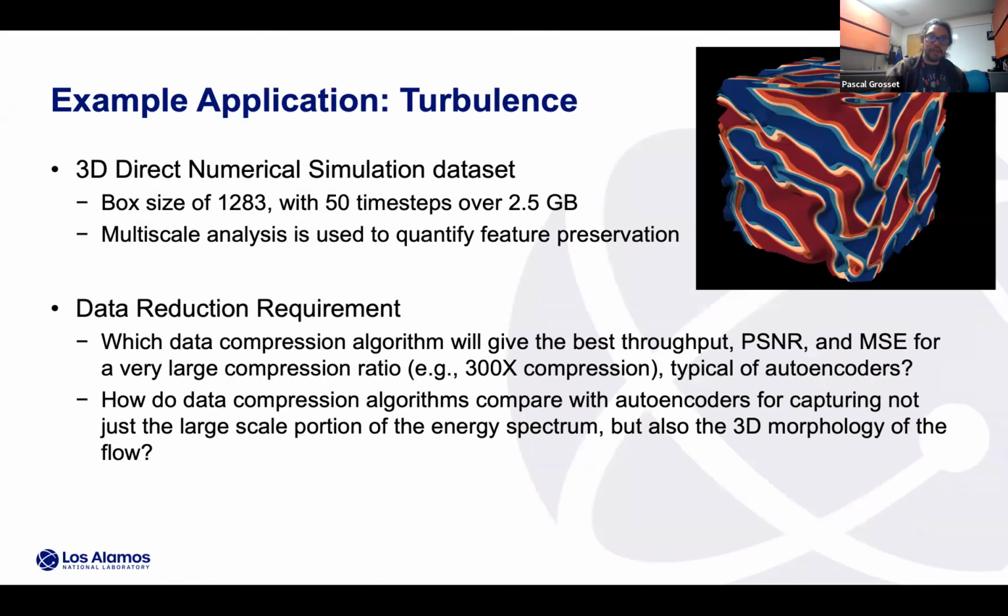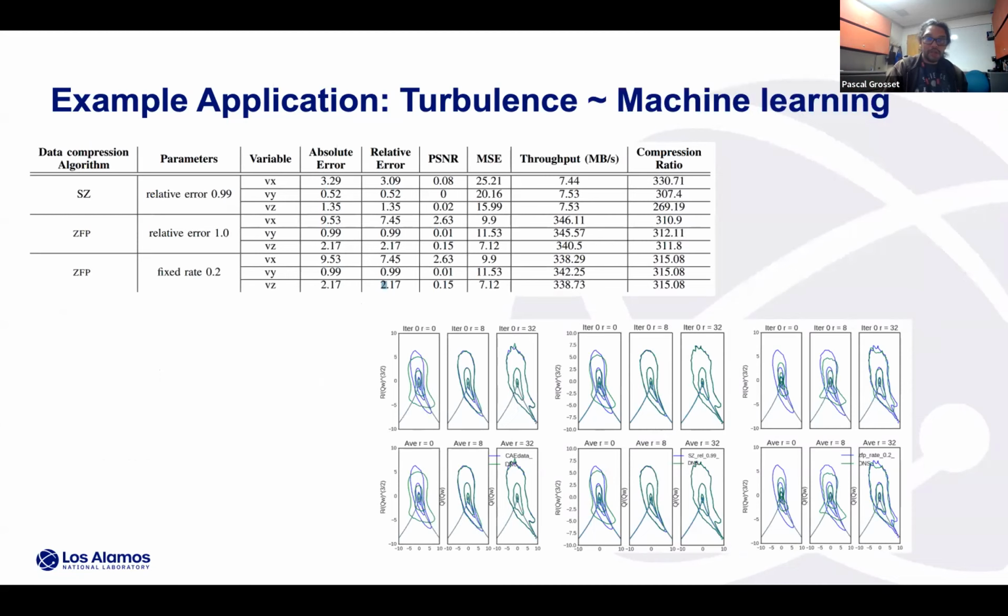So for examples of applications, the first application that we're going to look at is turbulence. Essentially, we have a 3D numerical dataset, which is quite big. And what these guys had done is they had created an autoencoder. They wanted to see how well is my autoencoder working compared to off-the-shelf compressors like SZ or Z-checker. So we ran a bunch of analysis for them and tried to see how we can match them, because they were getting compression ratios of like 300x.